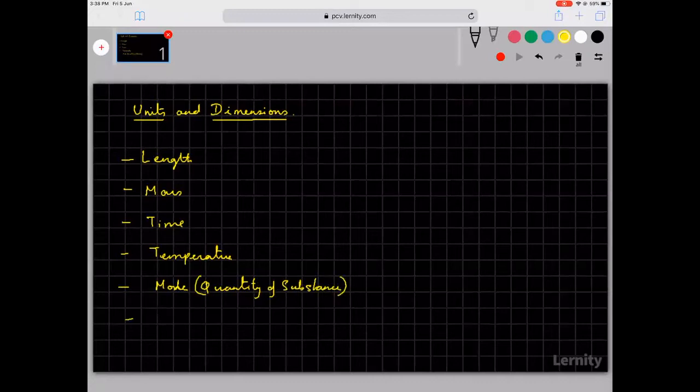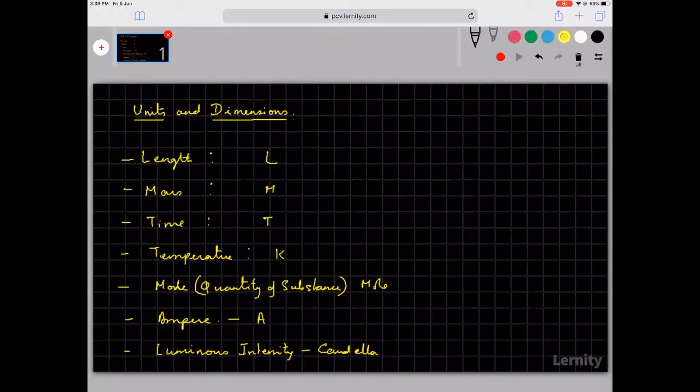Then we have ampere. Then we have luminous intensity. This is also referred to as candela. Ampere is symbol A, and here we write mole. Temperature has symbol K, time has T, mass has M, and length has L. So these are the symbols of the fundamental units.